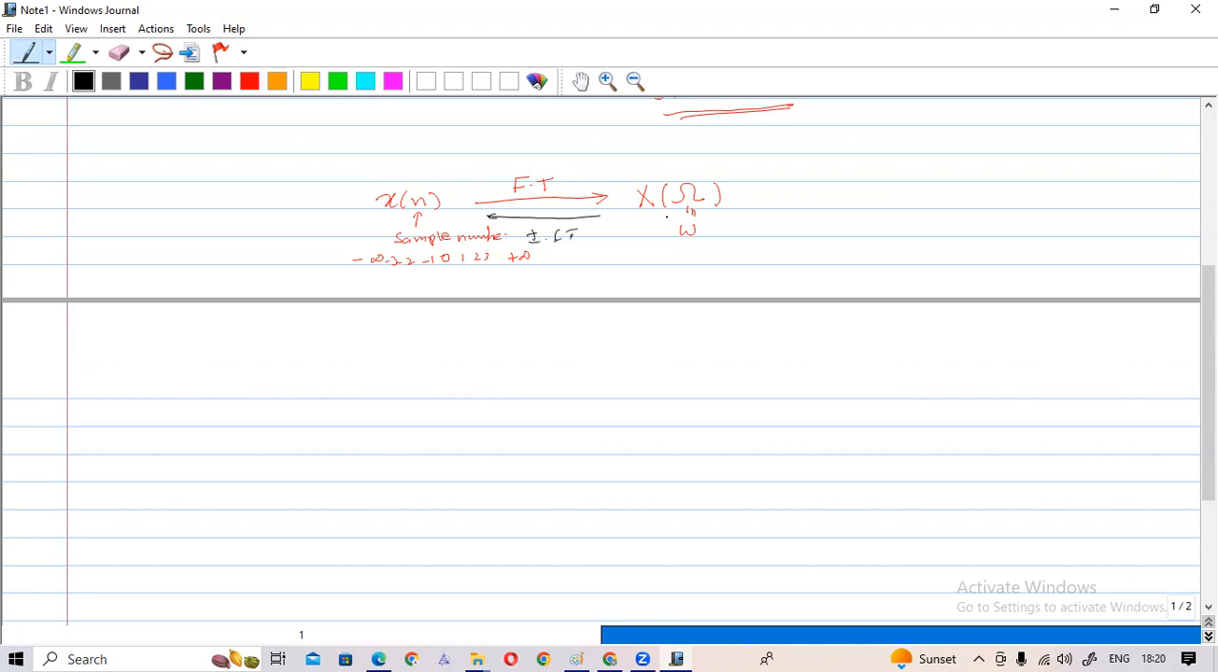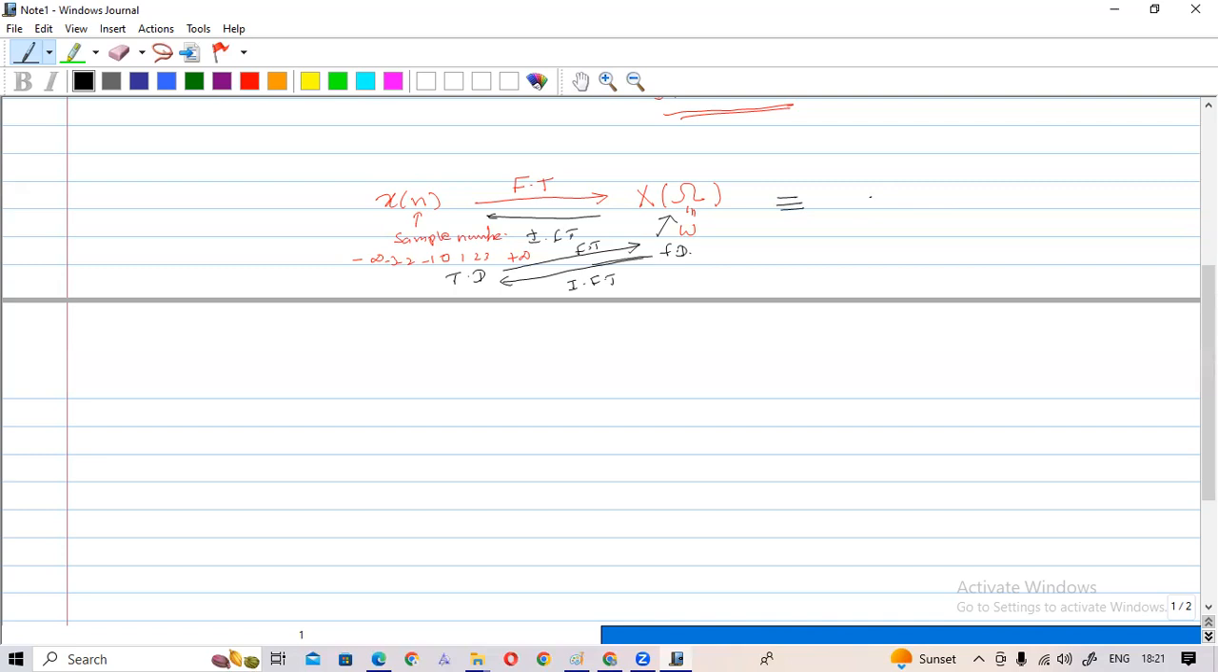inverse Fourier transform, you can convert this frequency domain signal back into the time domain signal. If you take the Fourier transform, you can convert the time domain signal into the frequency domain. If you want to convert a frequency domain signal into the time domain, you can use the inverse Fourier transform. So this is for a discrete time signal. So the identity is okay.